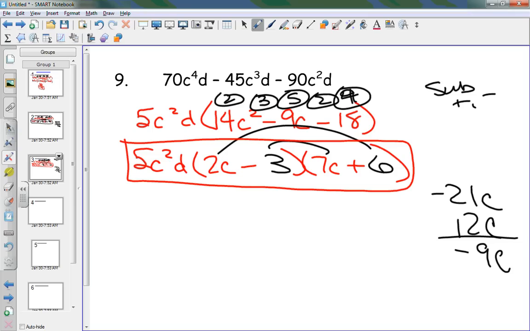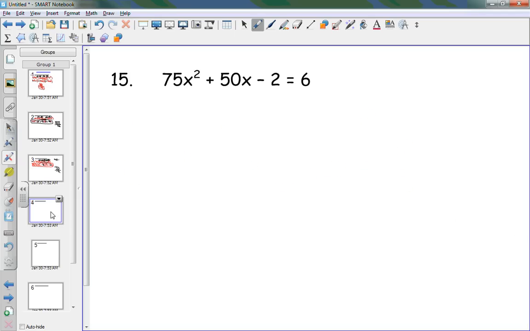Now the back side of this paper. The back side is about solving. Turn everybody's paper over, please. How is this different from the front side?